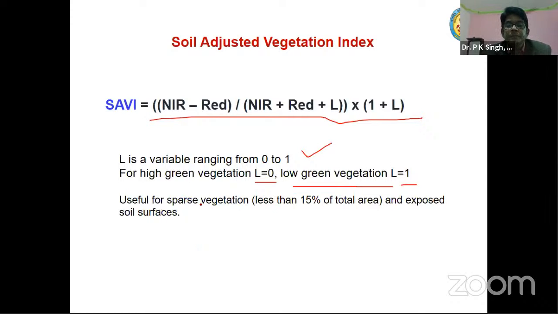Suppose L is 0, then it becomes NDVI. Here, if it is 0 into 1, it becomes simple NDVI. Useful for sparse vegetation. If vegetation is sparse, the land cover exposure is more, then the adjustment for the soil is a must. So keep in mind, if the vegetation is sparse, then such type of index will be more useful than NDVI.